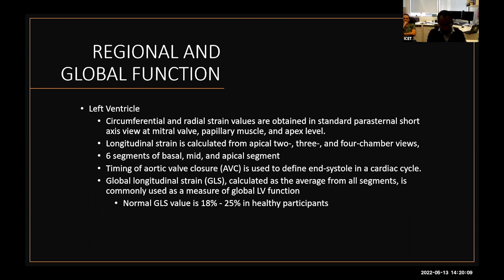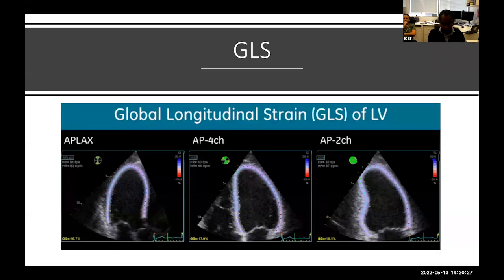So global longitudinal strain is calculated as an average of all of these segments, and is commonly used as a marker of global LV function. In the generally healthy population, you get a strain or GLS of -18 to roughly -25. So this is your strain in your 3-chamber, 4, and 2. I'll go through the segments and how to acquire them very shortly, and what the pitfalls or practical considerations are when you're doing strain measurements in your day-to-day practice.